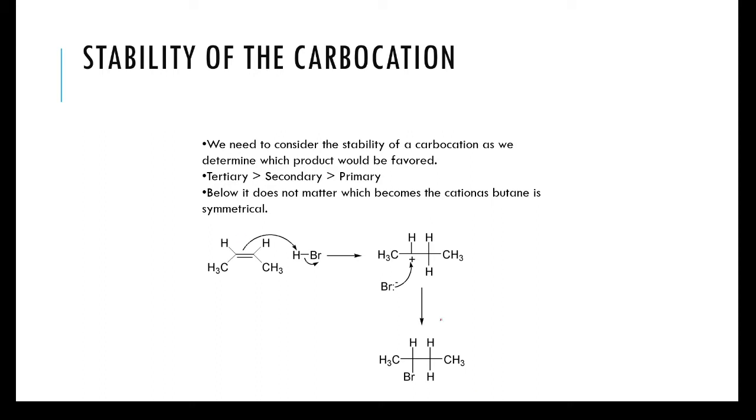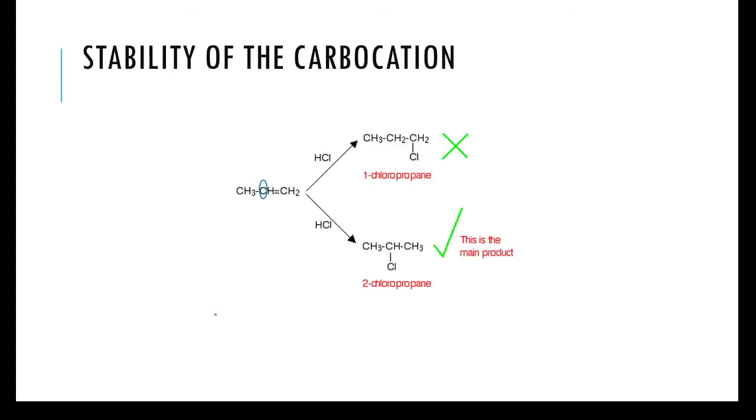So after you make your carbocation, make sure you made the more stable carbocation, the most stable possible. So again, like I said at the beginning, we can't get 1-chloropropane from our reaction. Our main product's going to be 2-chloropropane. We don't really want that primary.